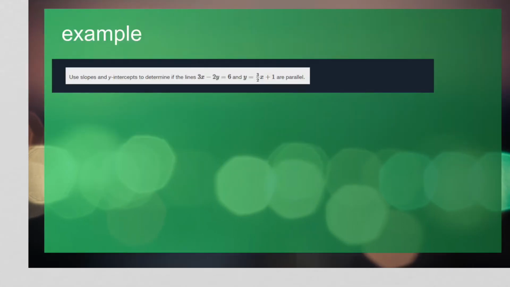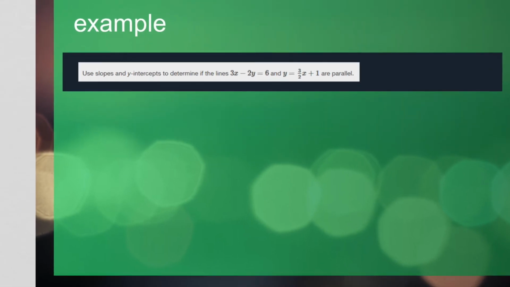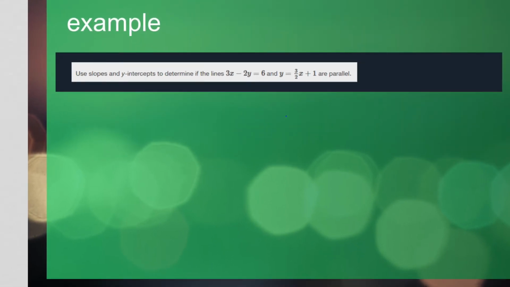All right, so this problem says let's use slopes and y-intercepts to determine if the lines 3x minus 2y equals 6 and y equals 3/2 x plus 1 are parallel. All right, so our slope and our y-intercept are staring at us on this one. So let me blow this up just a little bit. So we've got y is equal to 3/2 x plus 1. So that means our slope is 3/2. And our y-intercept is 0, 1, right? That's what we get right there and right there, okay?